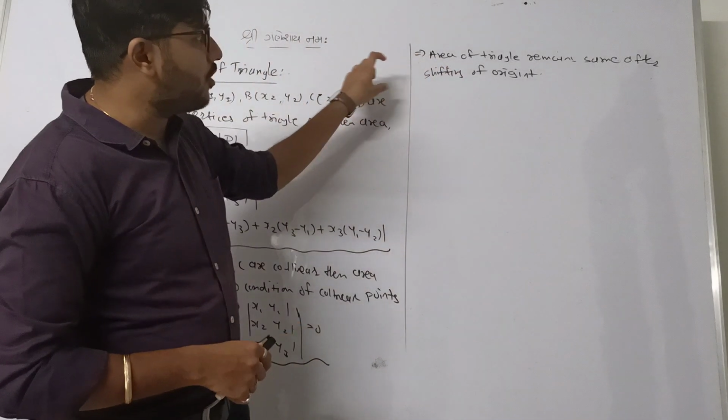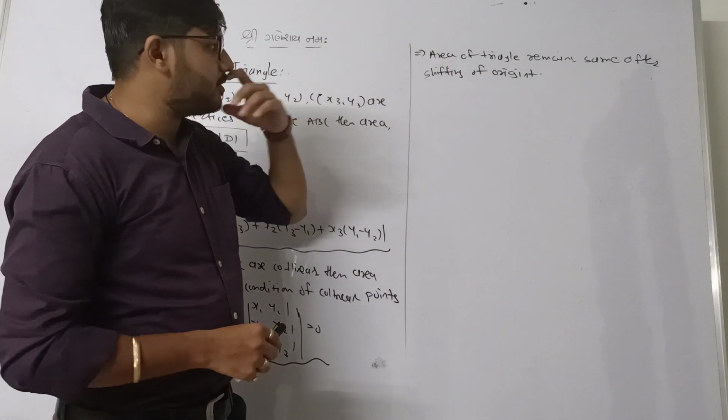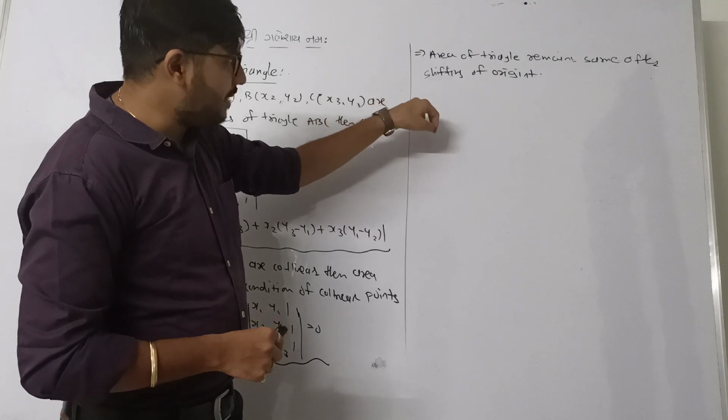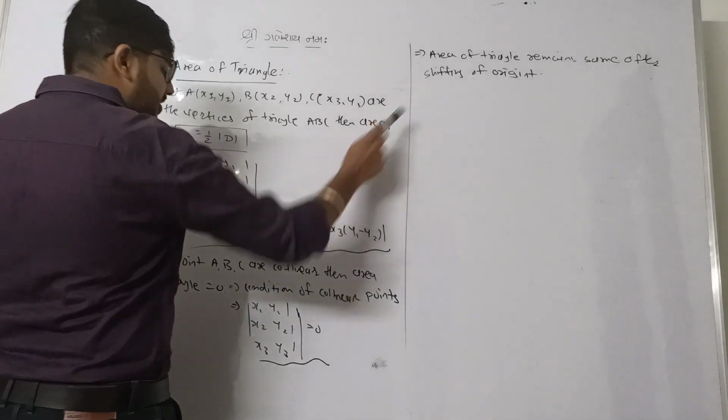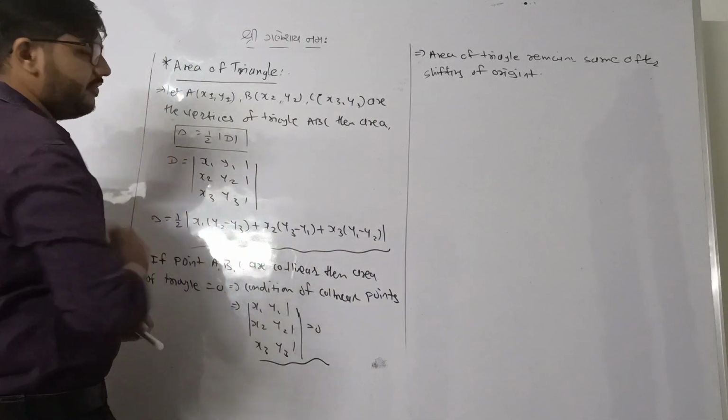Okay, so this is one of the properties that you have to keep in your mind, which is not included in your textbook, but sometimes they can ask questions based on this. So these are the 2 points that we need to keep in mind related to the area of a triangle.